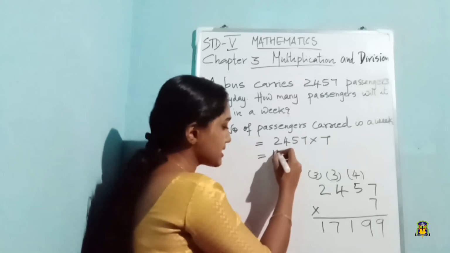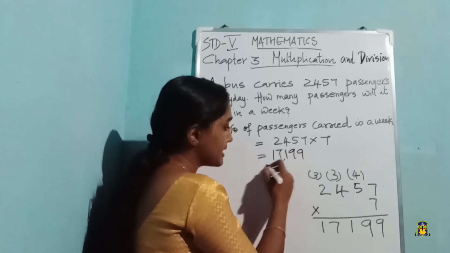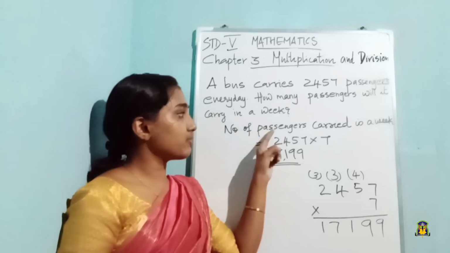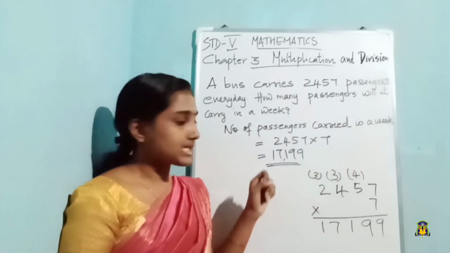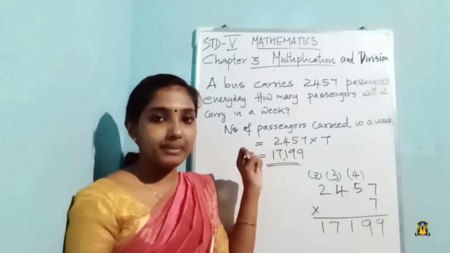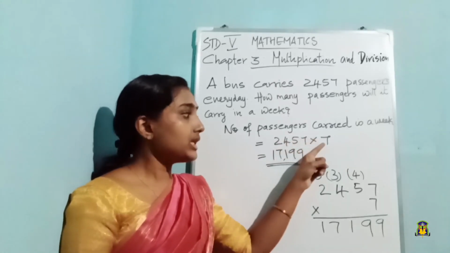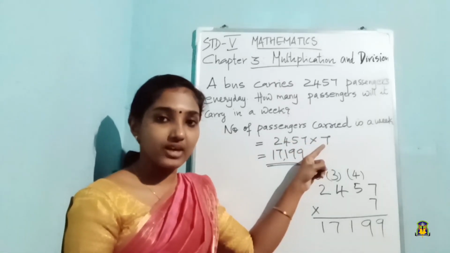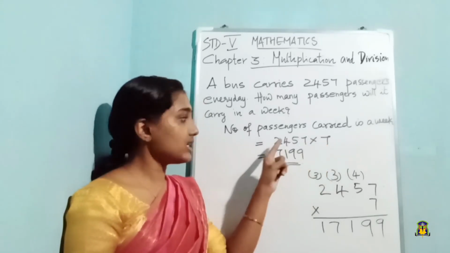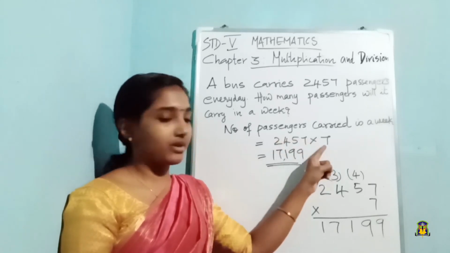So, the number of passengers carried in the week is 17,199. Okay. So, how we have found this? To find the number of passengers carried in a week, we have multiplied the number of passengers in 1 day. We were given how many passengers were carried in 1 day and also we multiplied it with the number of days. We were asked to find how many passengers to be carried in 7 days. So, to find that, we multiply number of passengers carried in 1 day into number of days.